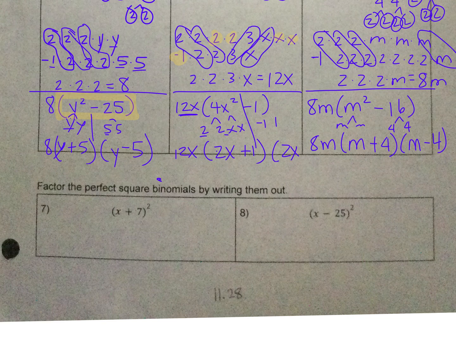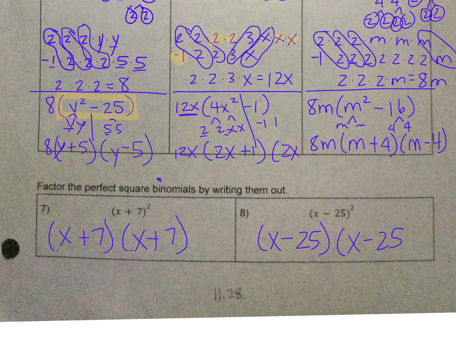These last two are super easy. These are the easiest ones we'll do. If you see something that is squared, to factor it, all I do is write it twice. So we're not even going to practice these. X minus 25 is just x minus 25 twice, and it's factored. Woohoo!